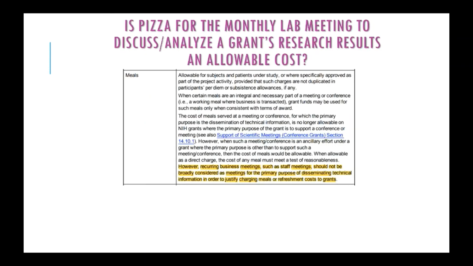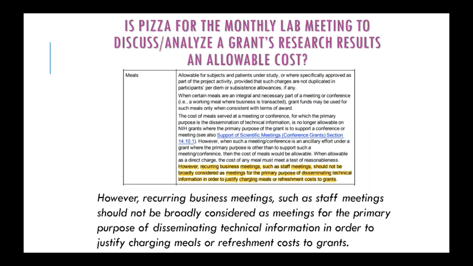Right here in that 7.9.1, click it again, please, under meals, it says, however, recurring business meetings such as staff meetings should not be broadly considered as meetings for the primary purpose of disseminating technical information to justify those food costs. So this is the black and white that says no, pizza for the research group meeting is not allowable. Next slide, please.